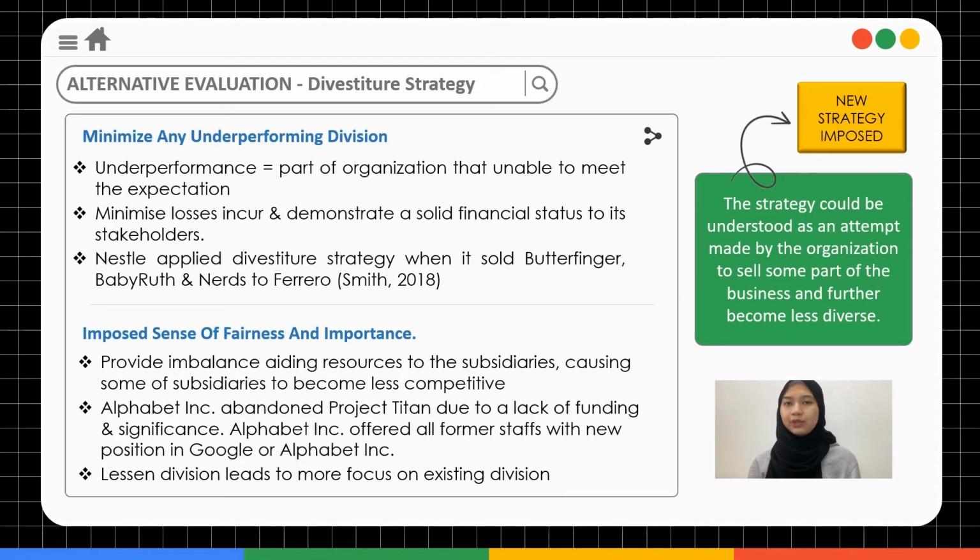For example, Nestle applied a divestiture strategy when it sold Butterfinger, Baby Ruth, and Nuts to Ferrero to concentrate on rapidly growing and healthier products. Thus, the divestiture strategy is useful to handle the poor performance of divisions found within Alphabet Inc.